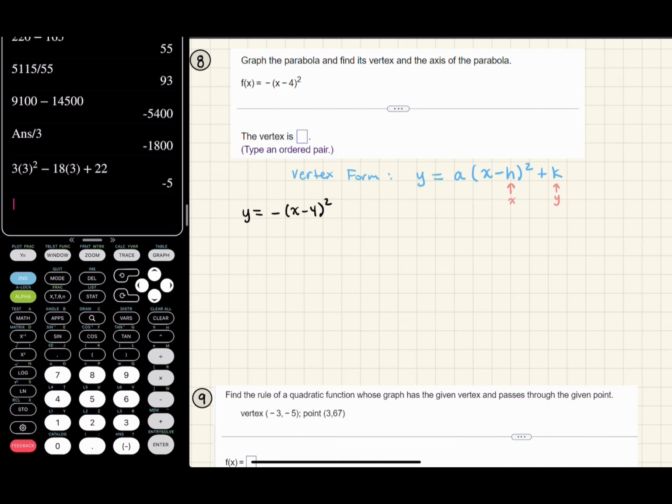Okay, so we can see there's h. Well, what is k? K is the number at the end, but we don't have anything at the end, which means k is just 0. So we have our h and we have our k. So the vertex of this parabola is h, k, so in this case 4. Remember, you always use the opposite sign of h, comma k, which was just 0.